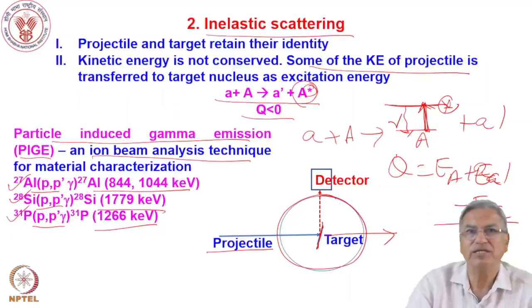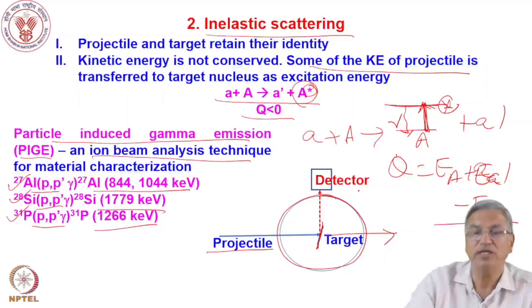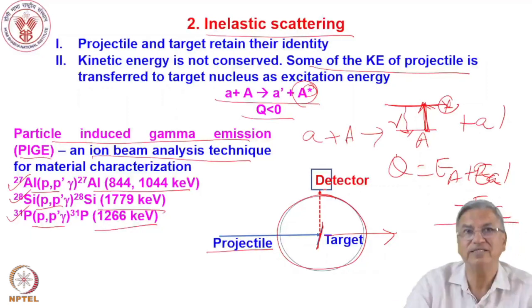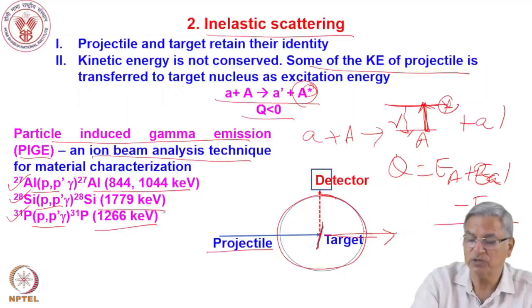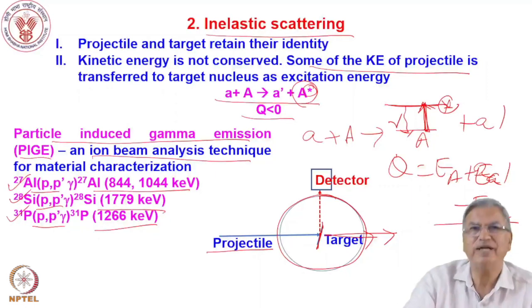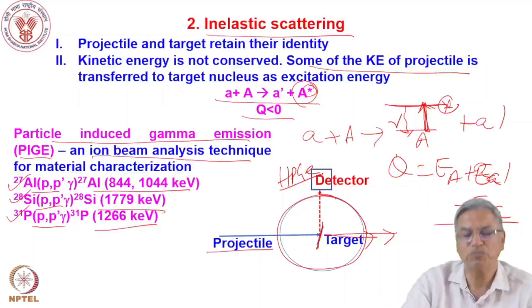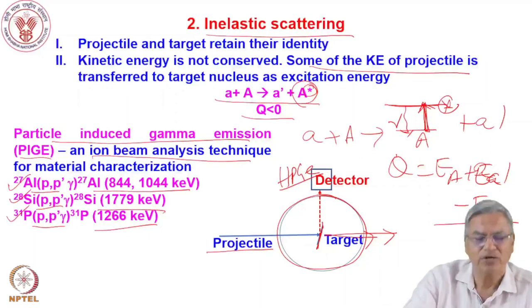But whenever there is an inelastic scattering, the gamma ray can be emitted in all directions, and you put a detector at 90 degrees, because in the forward direction you cannot keep the detector, because the projectile beam will be passing through the 0 degree. So you put it at 90 degrees, the background is much less, and you detect the gamma ray. So you can put an HPGe at 90 degrees with respect to the projectile beam and record the gamma spectrum.